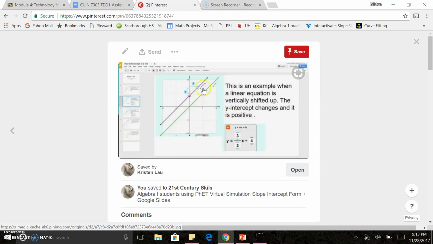So not only were they using technology for this activity, they were using double technology because they were using a virtual simulation and Google Slides. Plus, they were using their collaboration skills because they had to work together and talk out what happened with each other, to make sure that they both agreed.